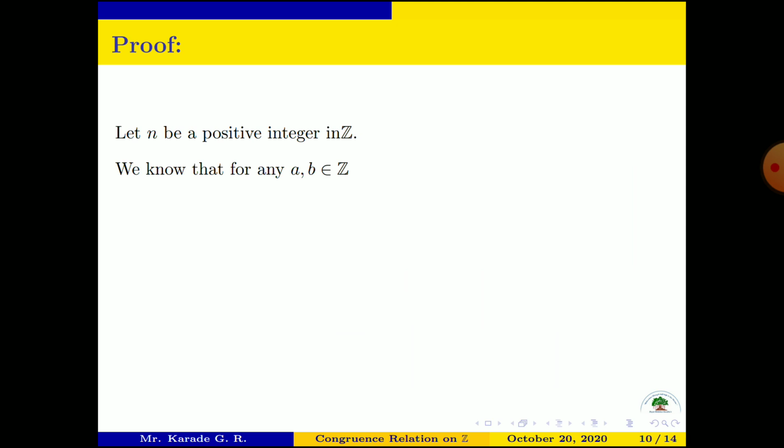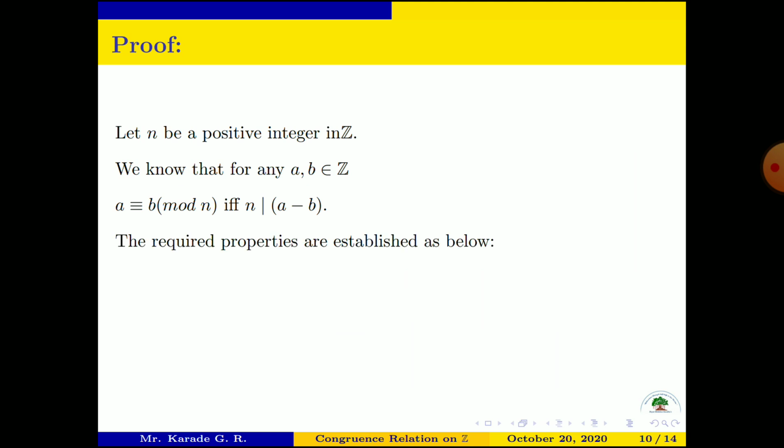We know that for any a, b belongs to Z, a is congruent to b mod n if and only if n divides the difference a minus b. This is from the definition, or the alternate definition of the congruence relation modulo n. The required properties are established as below.